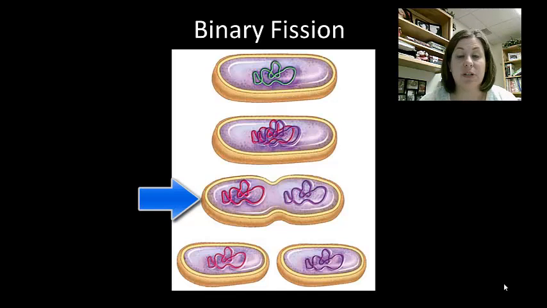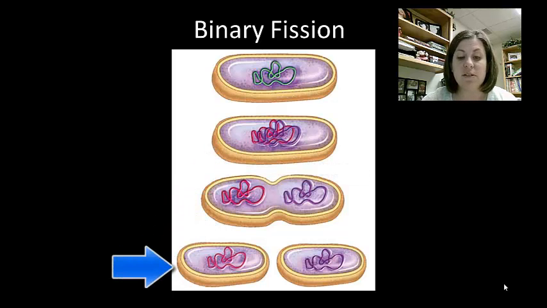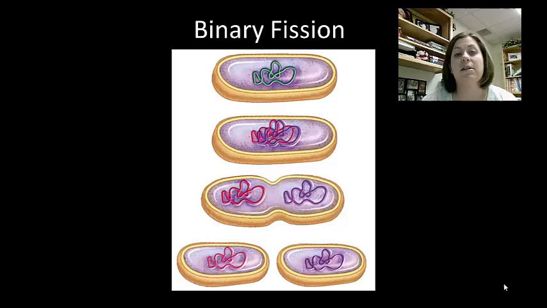As it starts to elongate, the chromosomes move to opposite ends of the cell. The cell then begins pinching inward, and as the cell pulls apart, this is called cytokinesis, where it's actually splitting. Finally, the new cell wall will form around the two new cells. Binary fission is a type of asexual reproduction, which means that these two new cells are identical to the parent. So they look exactly like the cell they started with.